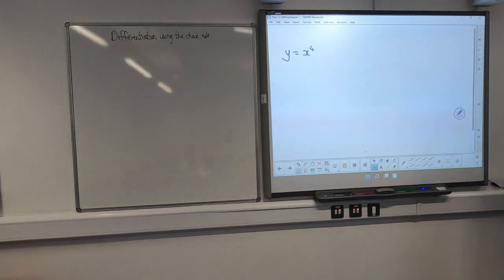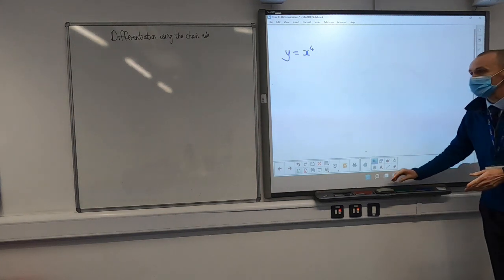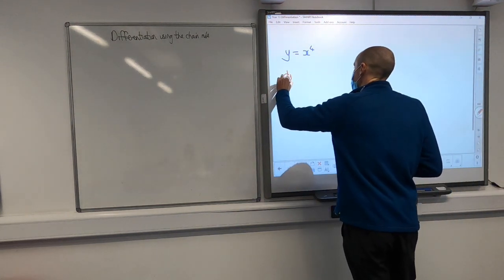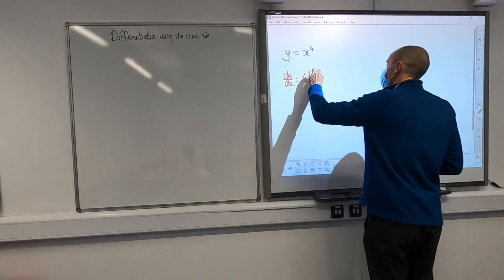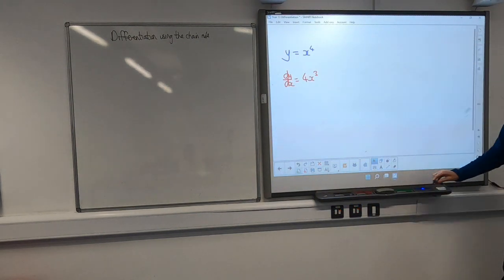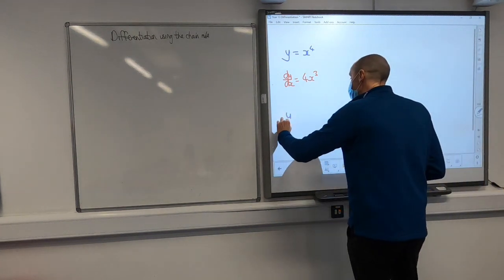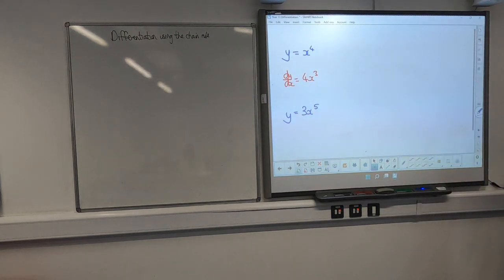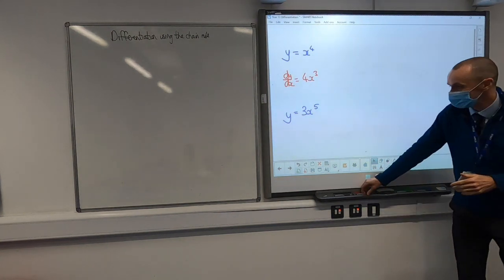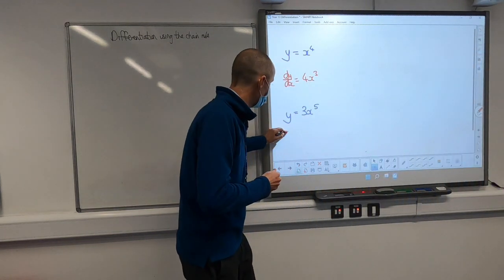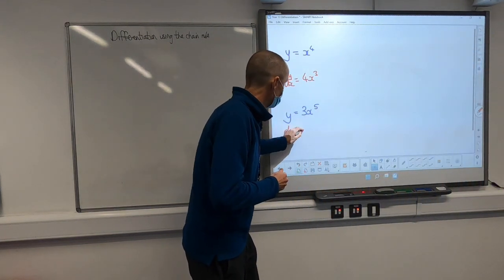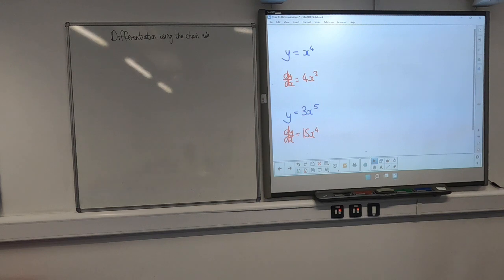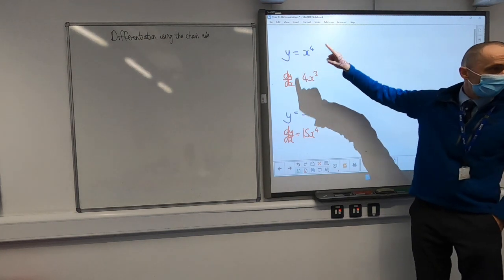So we already know how to differentiate y equals x to the power of 4, or variations upon that. We know that when we differentiate it, we multiply by the power, reduce the power by 1. And if I happen to have a coefficient in front, well, that stays there. So when I multiply by the power, multiply by 5 in this case, I've got that 3 already sitting there, so I end up with 15 at the front, 3 times 5, x to the power of 4. And we did lots of that last year where this was a single variable.